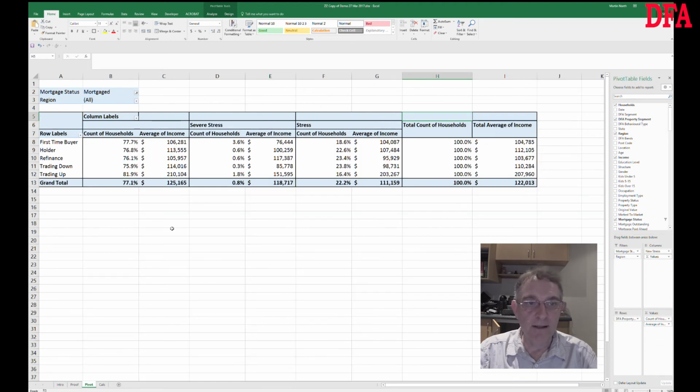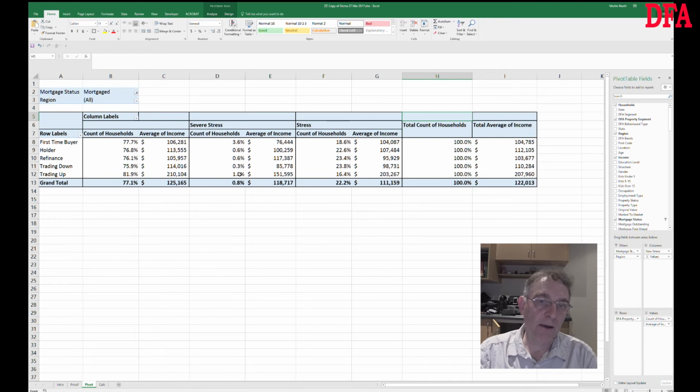So now we can see that first-time buyers are relatively stressed, but it's interesting to see that we've also got some holders and some who've refinanced relatively recently, and even those who are trading down, who are a little more stressed. Those trading up a little less so. And again, we can see that coming through. But let me highlight specifically that 3.6% of first-time buyers are in severe stress. And it's also worth highlighting their incomes are significantly lower than the average.